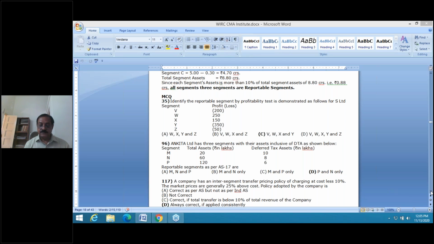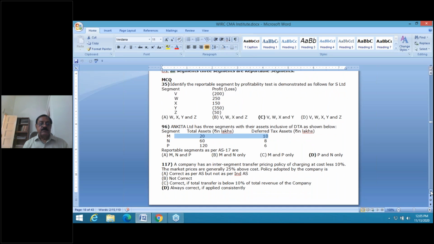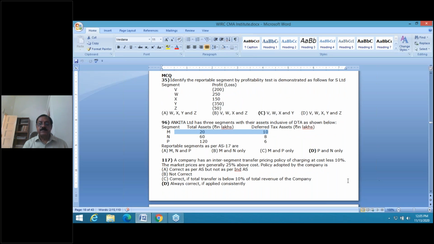Take the last one, which is theoretical one, friends. The company has an inter-segment transfer pricing policy of charging at cost less 10%. The market prices are generally 25% above cost. Policy adopted by the company is: 1. Correct as per AS but not as per Ind AS. 2. Not correct. 3. Correct if total transfer is below 10% of total revenue of the company. And 4. Always correct if applied consistently.